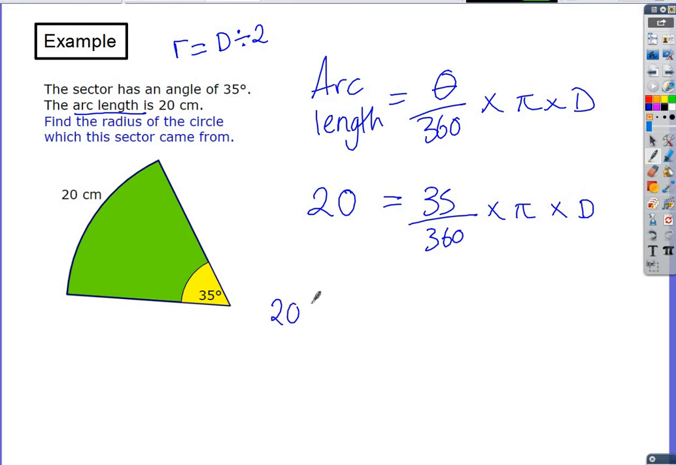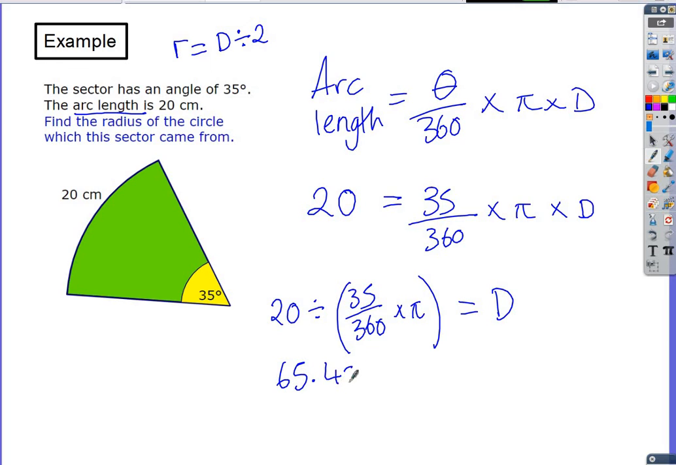So we're going to have 20 divided by 35 over 360 times pi. That would equal the diameter. Type that into your calculator, you'll get 65.48089087 is equal to the diameter.